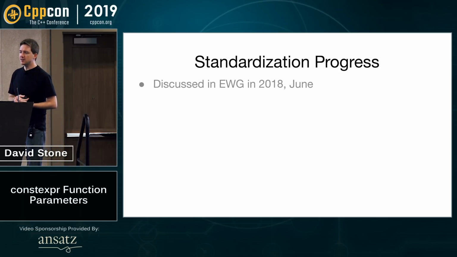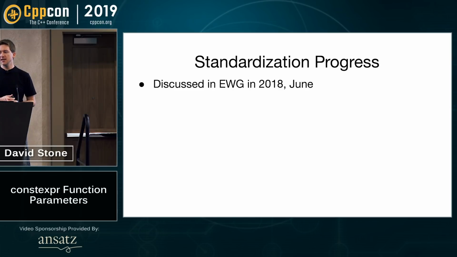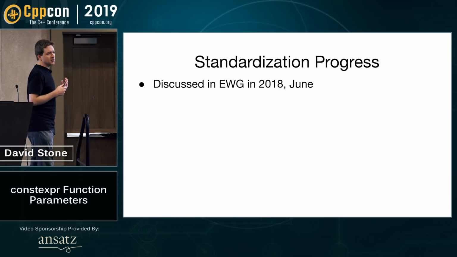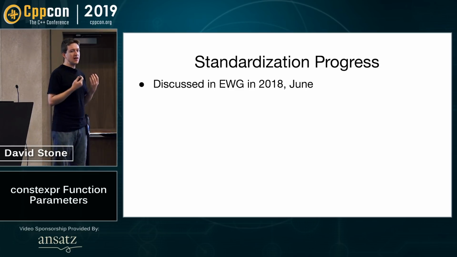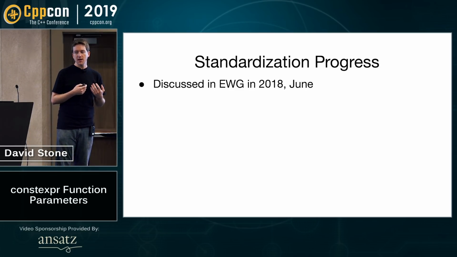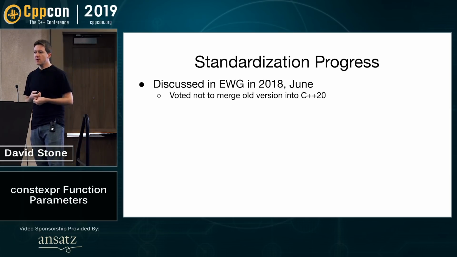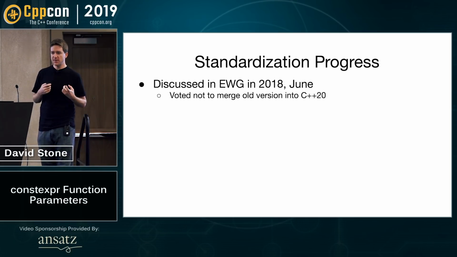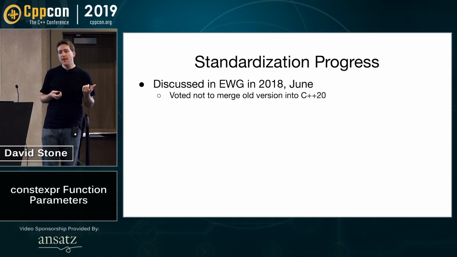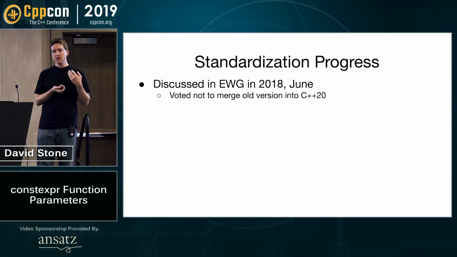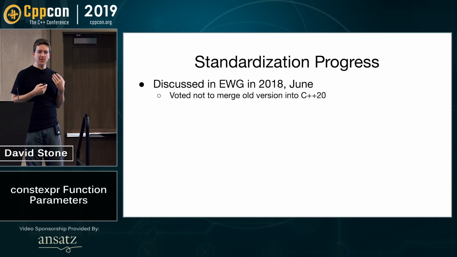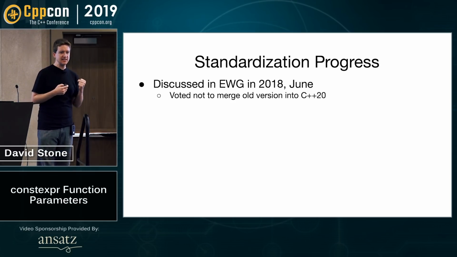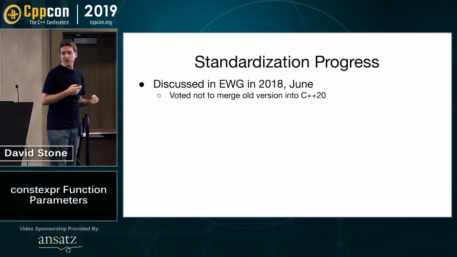So for this paper, the standardization progress, it was discussed in EWG, which is the Evolution Working Group. That's the group that all new language proposals have to go through. Last year in June, we voted not to merge the original version of this paper into C++20. On that vote, I actually voted neutral because I didn't feel like my paper was quite developed enough to say, yes, vote on it, put it into the standard, ship it.